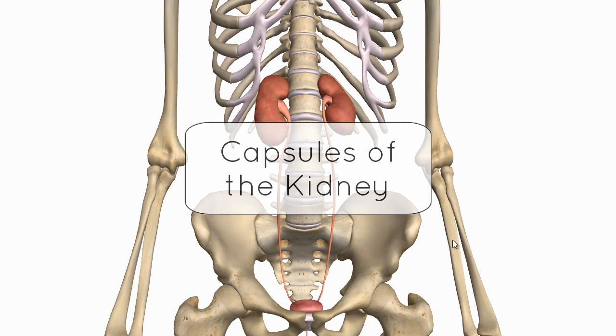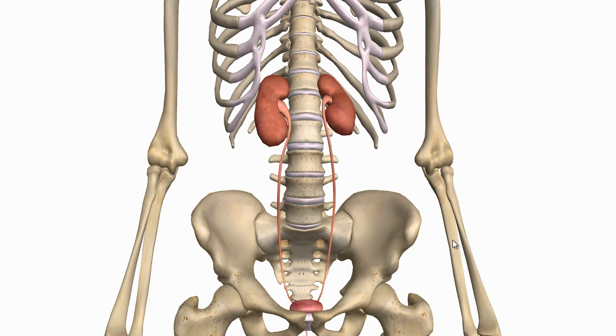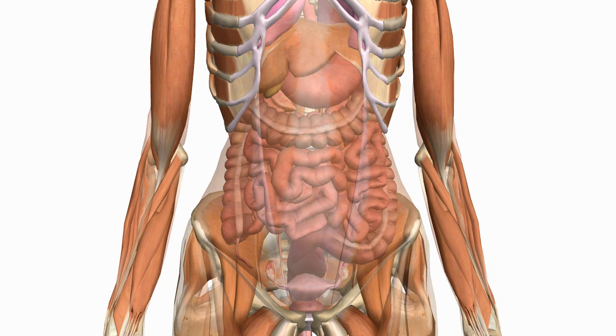So the kidney has three capsules which surround and contain it, and it's not shown on this model, so I'll show you some other diagrams to explain about these three capsules. So what I'm going to do is take a cross section. Just imagine that we're going to take a slice of this poor woman at about this level. Okay.